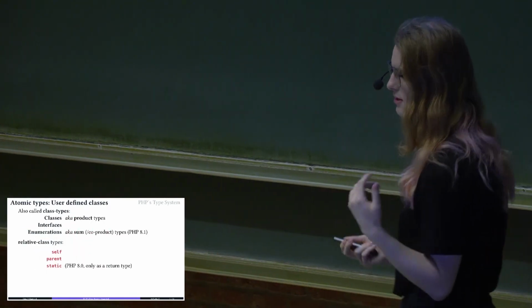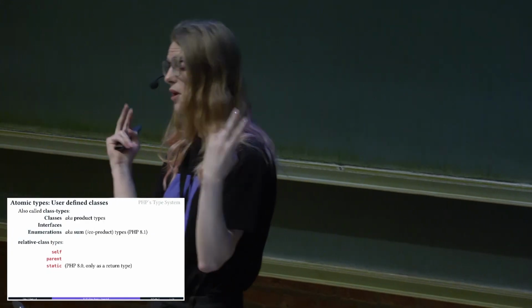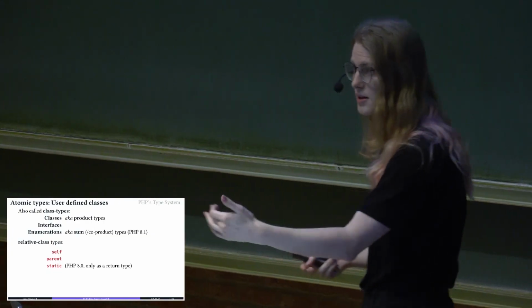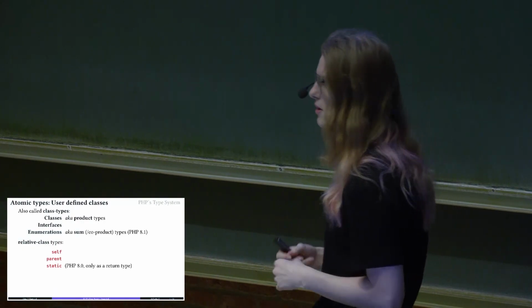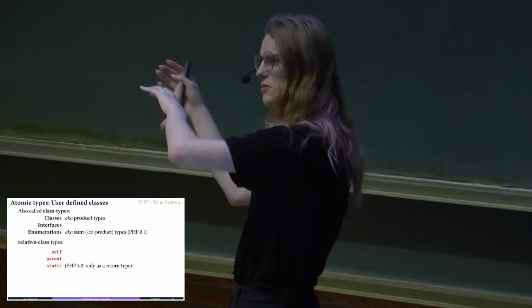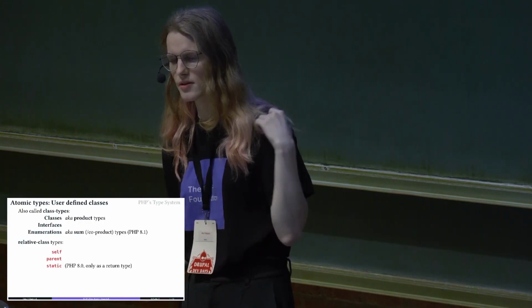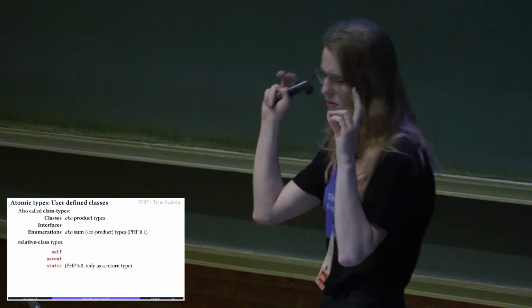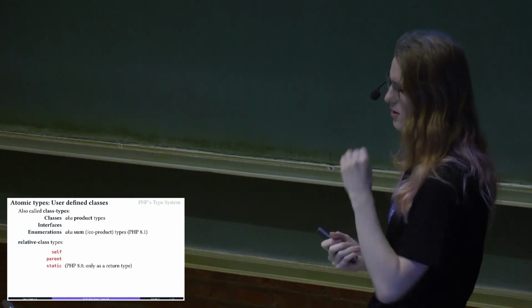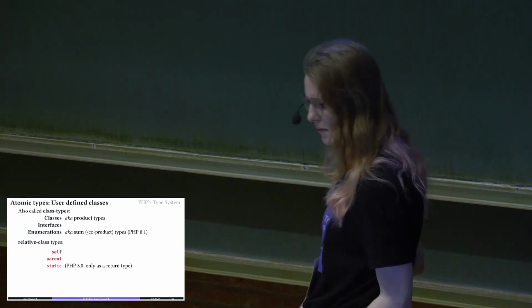So user-defined classes, so that's probably what you use on a day-to-day basis, which we sometimes call class types. So we have classes, also known in type theory parlance as product types, because you can have multiple values that you have at the same time grouped together. Interfaces, and then we have enumerations since 8.1, which we call sum types or co-product, because they're the dual of product types, in that you can only have one single instance of that type.